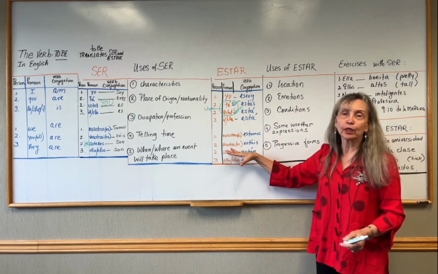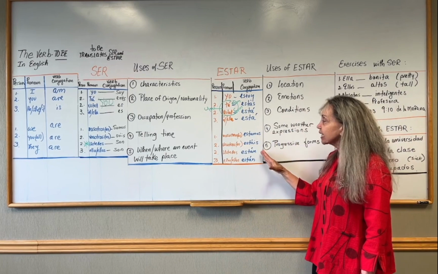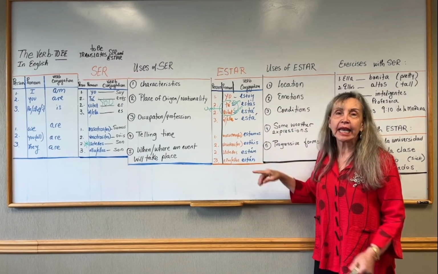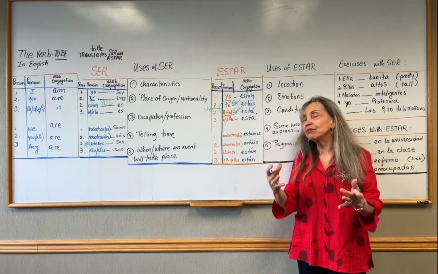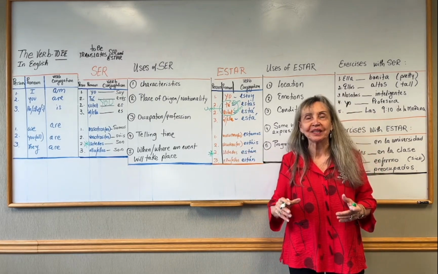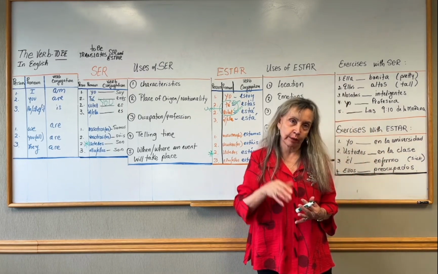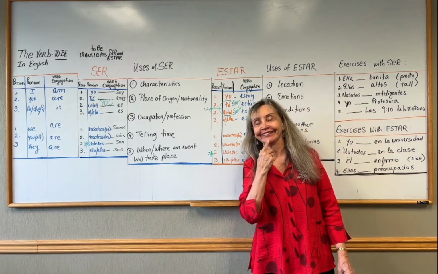Now the plurals. Nosotros estamos, vosotros estáis, ustedes están, ellos, ellas están. And please memorize this one. Pretty good. Practice with this one. So you don't use vosotros too much around here, as we mentioned.